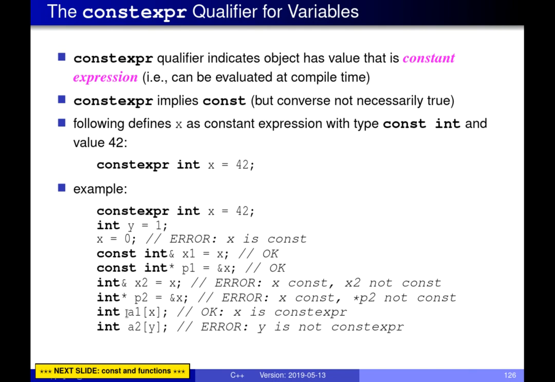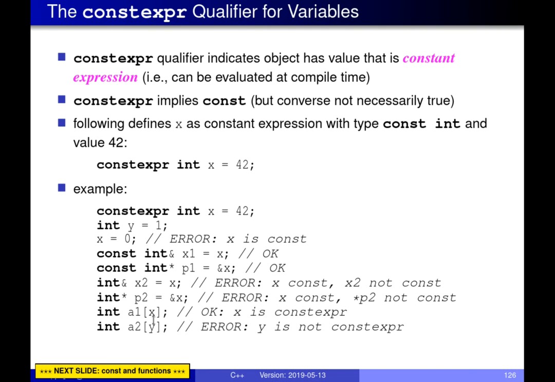In C++, the sizes of arrays have to be constant expressions. They have to be known at compile time. So this line of code here is perfectly valid because x up above is a constexpr variable, so x is known at compile time. So this is fine because the language requires that sizes of arrays must be known to the compiler at compile time.